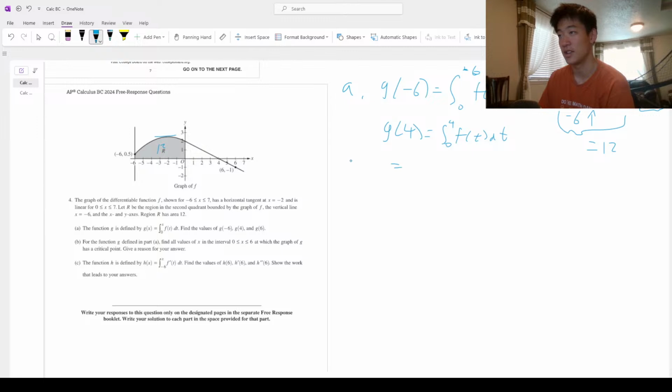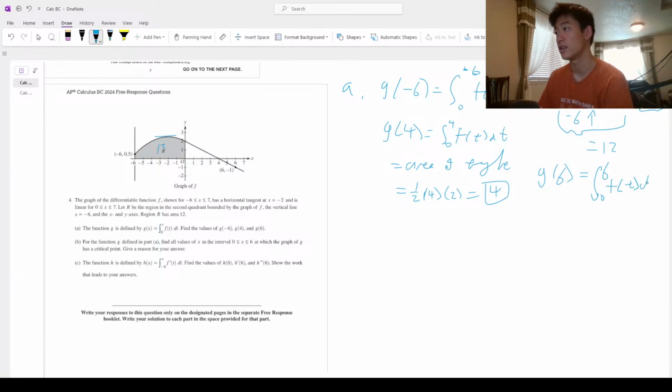This is actually just the area of this triangle. You can just write area of triangle. I think they'd probably take that. Equals 1/2 times the base times the height, which is 4. Okay, and the third part, g of 6 equals integral from 0 to 6 of f of t dt.